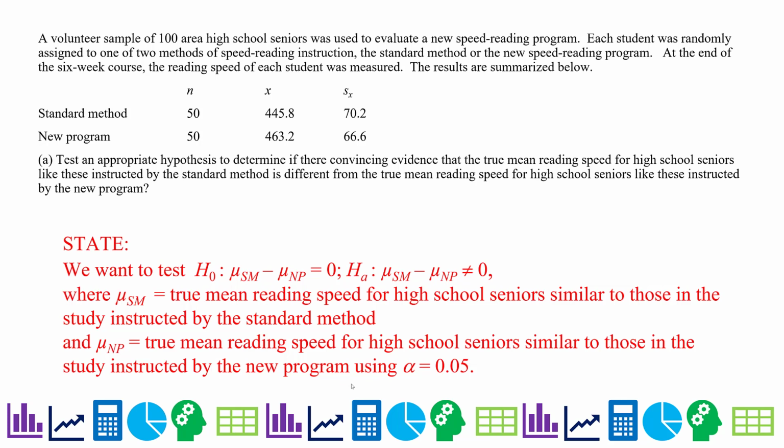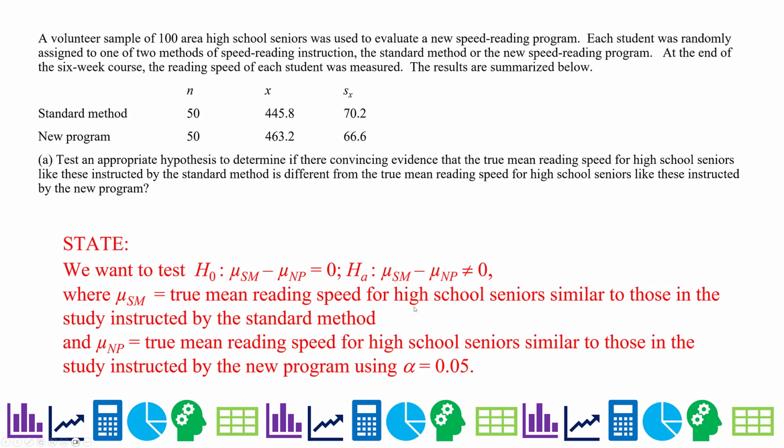We want to test that the mean for the standard method minus the mean for the new program, is that equal to 0? So that's our null hypothesis. Our alternate, because it just says is different, that means we use not equals. All right, so this is a two-sided test. Then I properly defined both means. Make sure you do that. So the true mean reading speed for high school seniors, similar to those in this study.